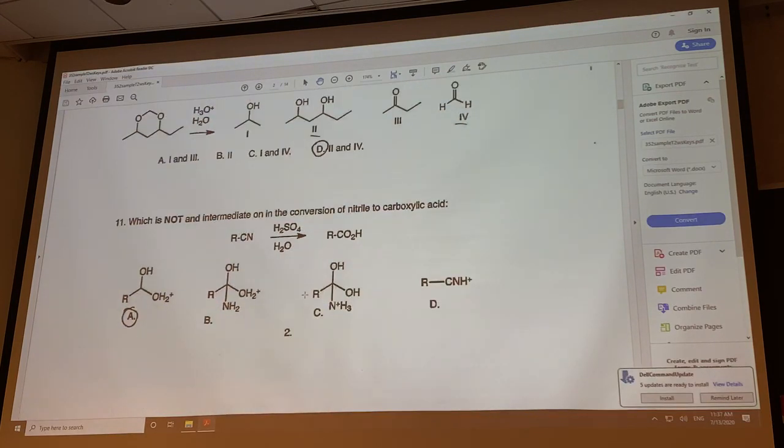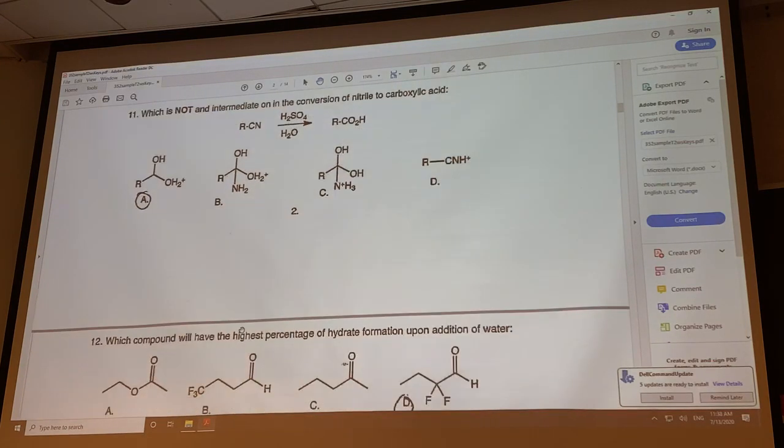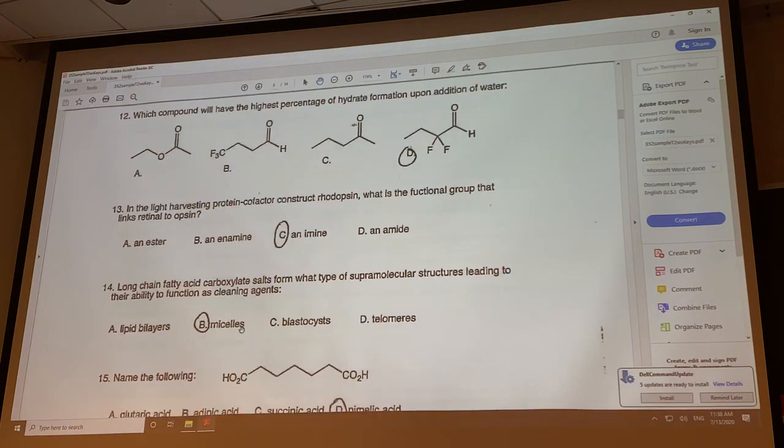Which intermediate? Conversion of nitriles to carboxylic acid. Oh, we just went through this. You can see all these intermediates, B, C, and D there. Why is A not an intermediate? Well, this has a hydrogen there. No, we're not reducing things, okay? So we always have a tetrahedral intermediate. We never transfer a hydride there. Okay, so we can ask you little mechanistic questions on multiple choice there.